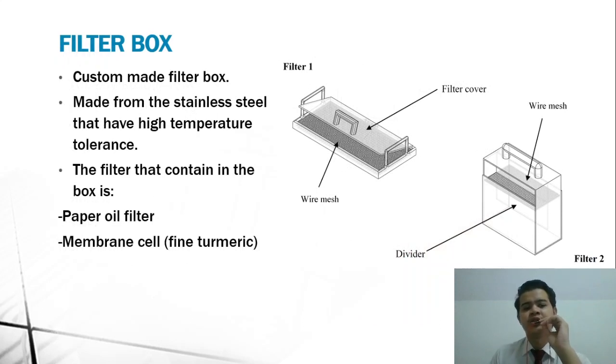Okay, next one is the filter box. The filter box was custom made from stainless steel, which also proved to be safe to use in the food and beverage industry. The medium for the filter box is a paper oil filter and a membrane cell made from fine turmeric. This membrane cell was researched in the literature review.